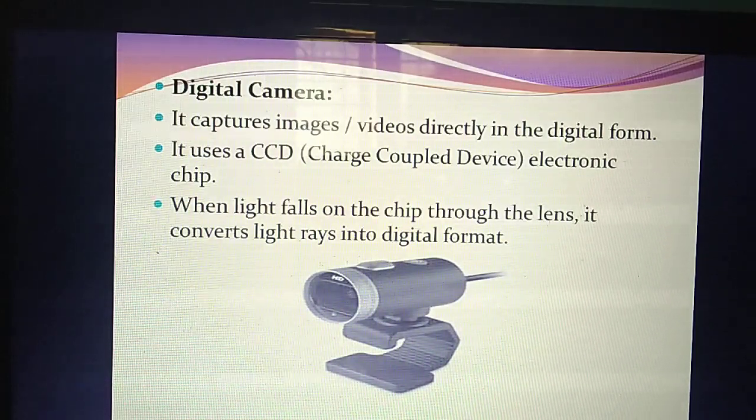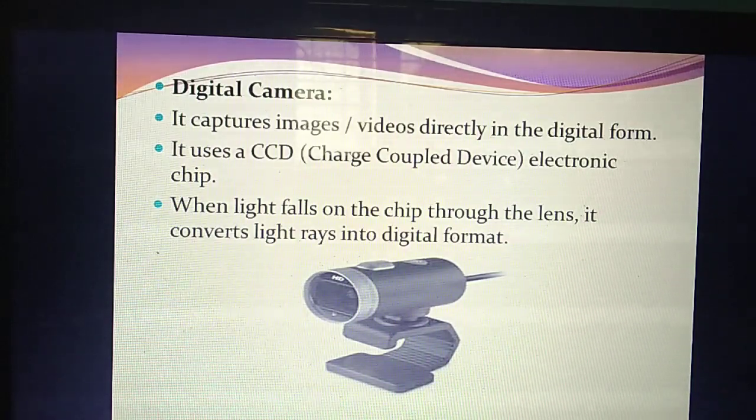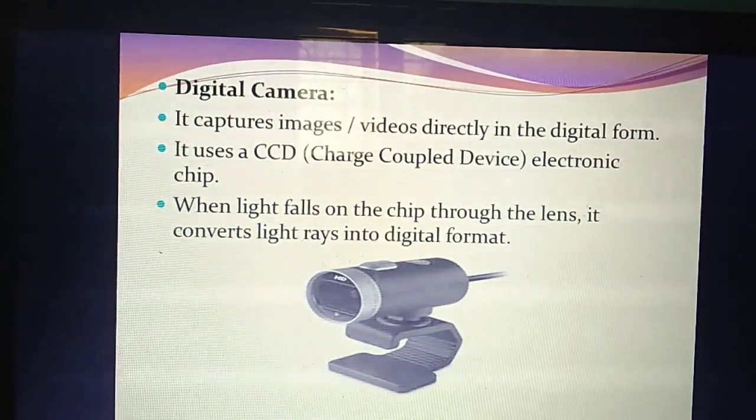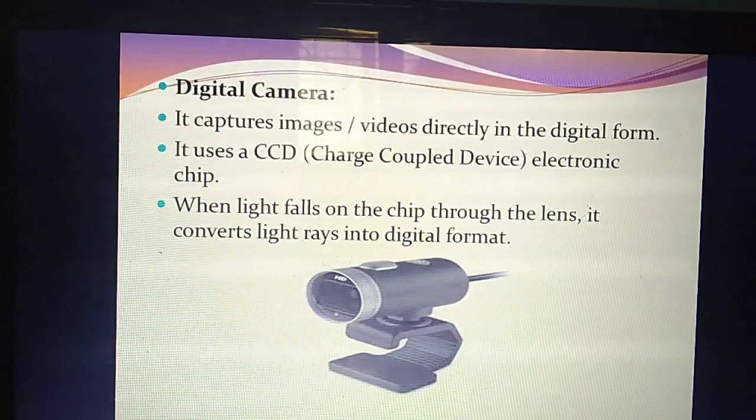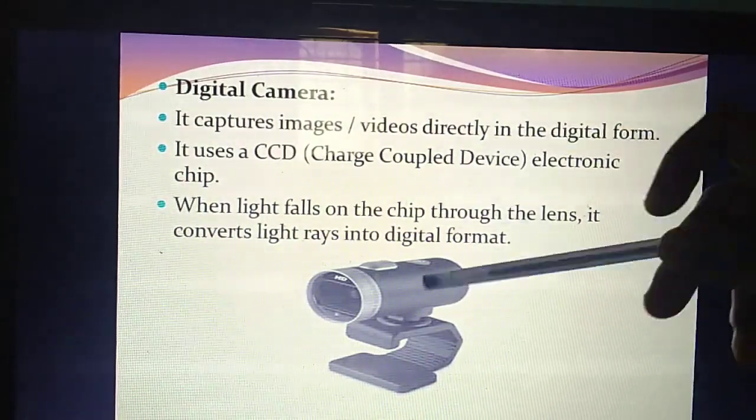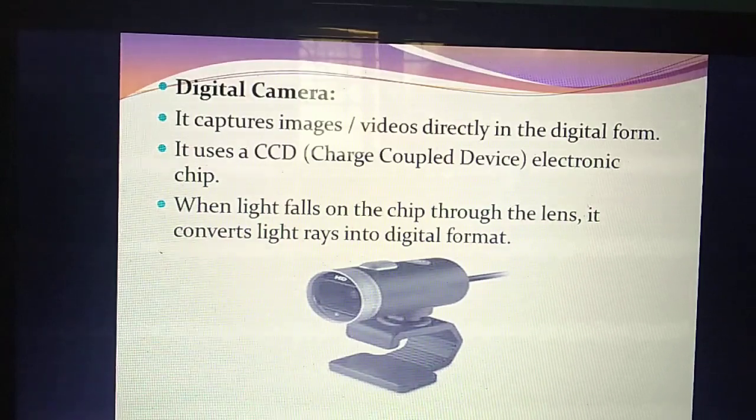So it will capture which input? The microphone will take voice as the input. Likewise, this digital camera takes which source as an input? Either images or videos. Then it will feed that particular information to whom?